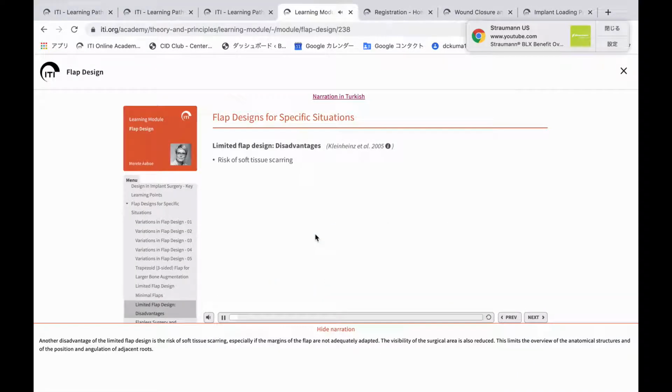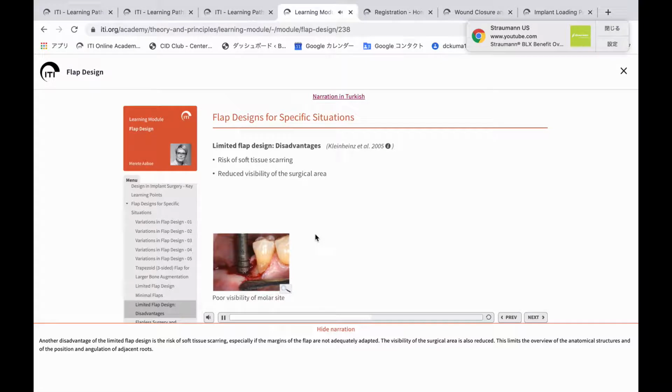Another disadvantage of the limited flap design is the risk of soft tissue scarring, especially if the margins of the flap are not adequately adapted. The visibility of the surgical area is also reduced. This limits the overview of the anatomical structures and of the position and angulation of adjacent roots.